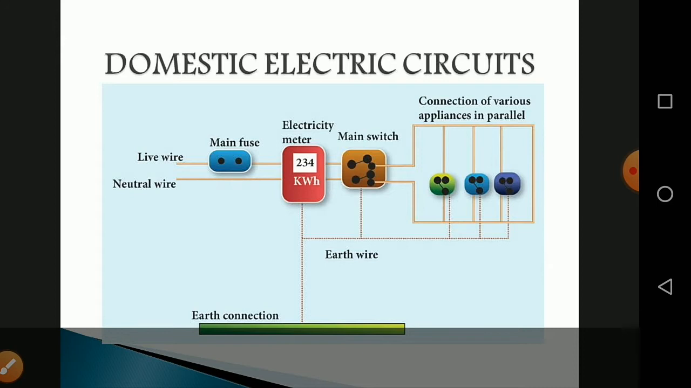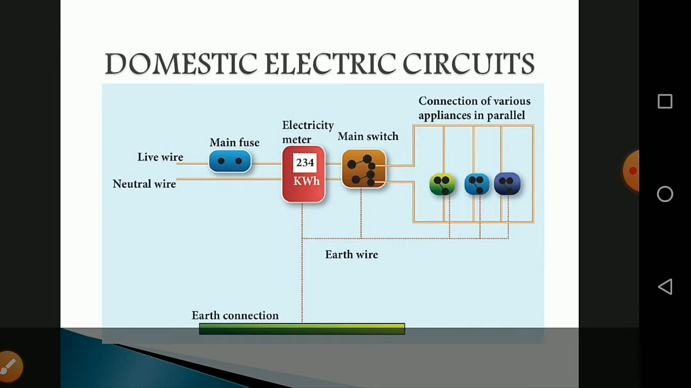The electricity produced in the power station is distributed to all the domestic and industrial consumers through overhead and underground cables. If you look at the figure, this is the domestic electric circuit in our home. The live wire and the neutral wire come in through the main fuse, and are connected to the electricity meter and main switches. The appliances are connected in parallel circuits, and the earth wire is connected to the ground.